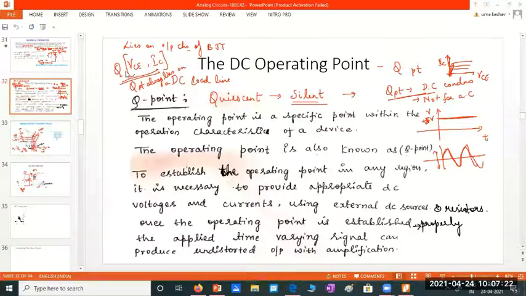I told you the two values in the Q point are VCE and IC, and it will be located on the output characteristics of a transistor, the common emitter transistor. And please remember, I told you the common emitter configuration is the one which finds maximum use in amplifiers because it provides both current as well as voltage gain. That's the only configuration which can give you power gain. Power gain is nothing but voltage gain times current gain.